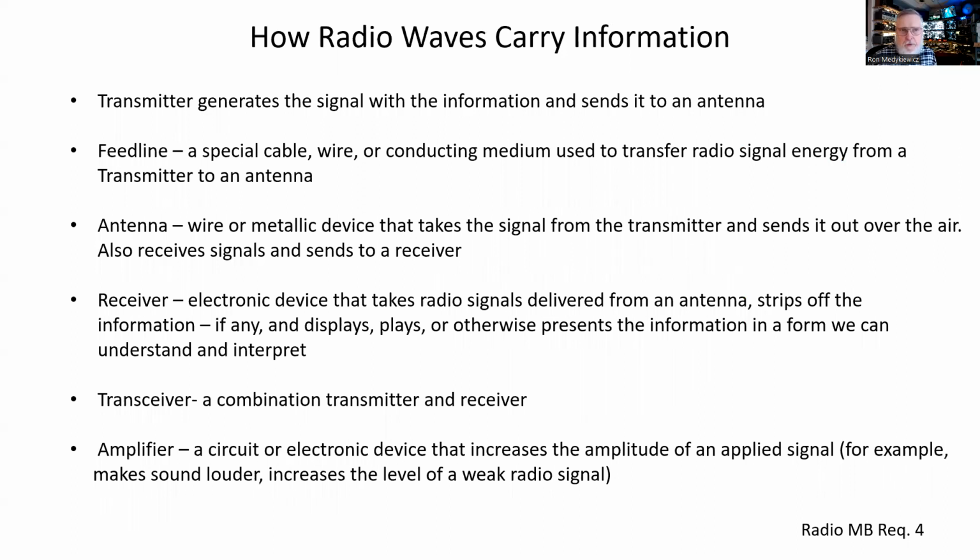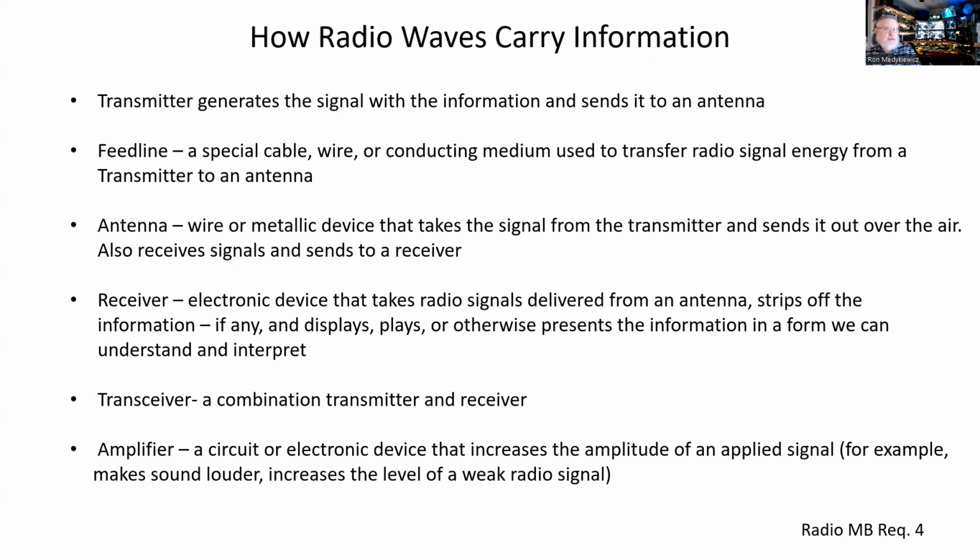The transmitter, to review again, generates the signal or the carrier that the information is going to be put onto before it gets sent to the antenna. The feed line is the actual cable or wire that carries the carrier with the information from the transmitter to the antenna. The antenna is a wire up in the air or a pole or some kind of metallic device that's conductive that actually takes the signal from the transmitter and feed line and sends it out over the air.